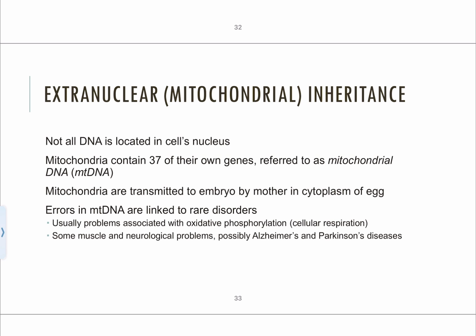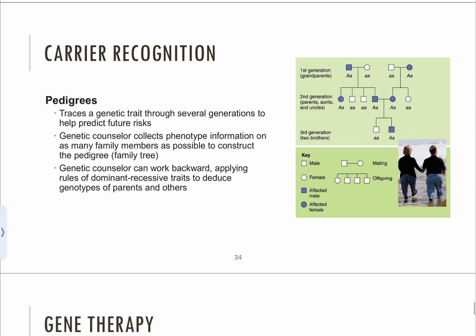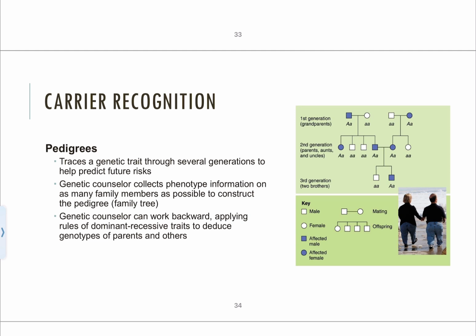So if we have errors in mitochondrial DNA, they are linked to rare disorders, and usually these are problems associated with the function of the mitochondria. So problems associated with oxidative phosphorylation or cellular respiration, as well as some muscle and neurological problems. Now they're kind of linking it. It's not 100% sure, but they're kind of linking these errors in mitochondrial DNA to Alzheimer's and Parkinson's disease.